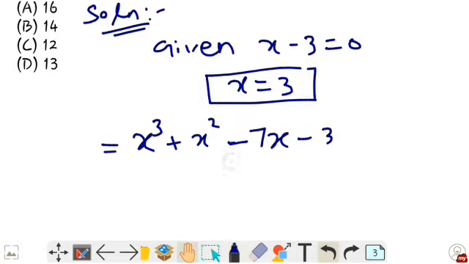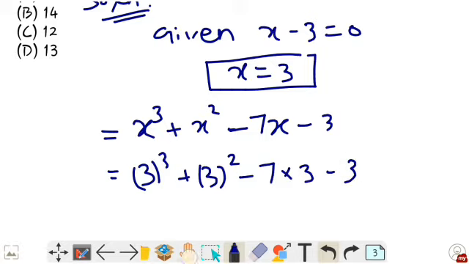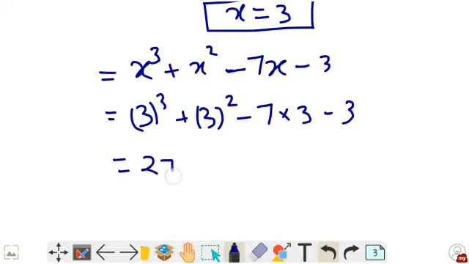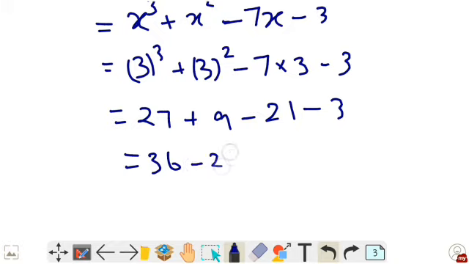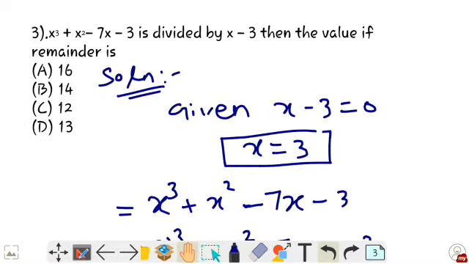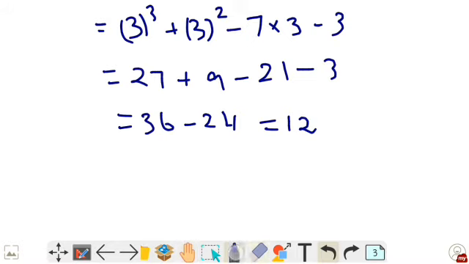Putting x equal to 3 here: 3 power 3 plus 3 square minus 7 into 3 minus 3. So 3 cubed is 27, plus 9, minus 21, minus 3. So 36 minus 24 is equal to 12. Check this answer with the given options: A 16, B 14, C 12, D 13. C 12 is the correct answer.